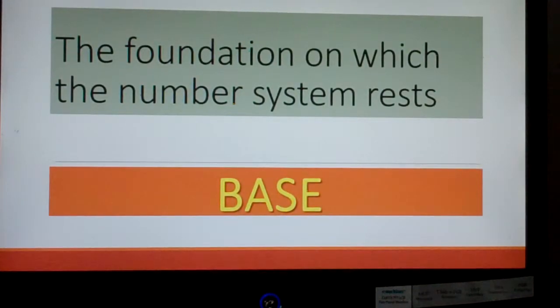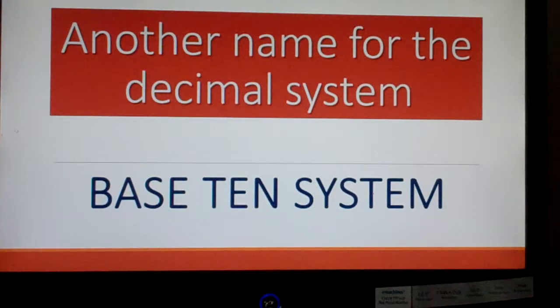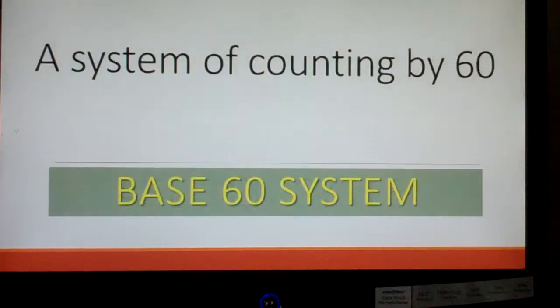The base. The foundation on which the number system rests. Base 10 system. Another name for the decimal system. Base 60 system. A system of counting by 60.